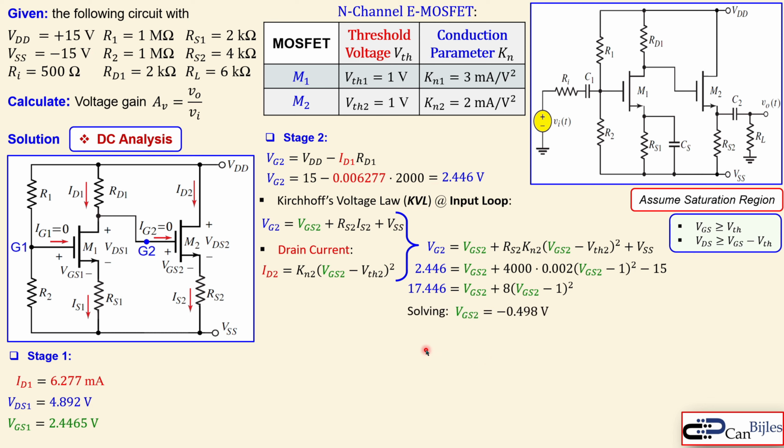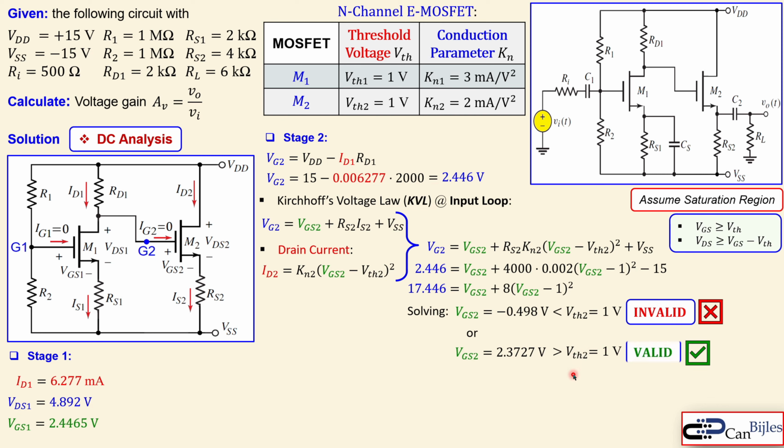Now, when we do that, VGS2 will be one of the solutions is minus 0.498 volt, and the other one will be 2.3727. But this is less than a threshold voltage of 1 volt, so this is invalid. And the other one is larger than 1 volt, so this is valid. So that means our solution for this part of the stage 2 is then VGS2 is equal to 2.3727.